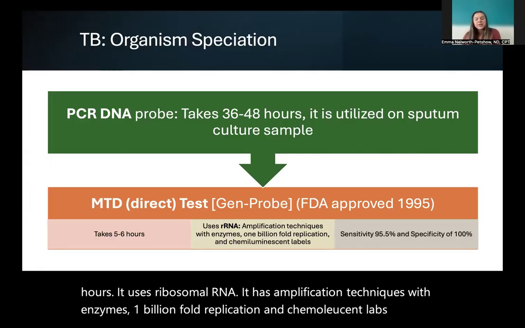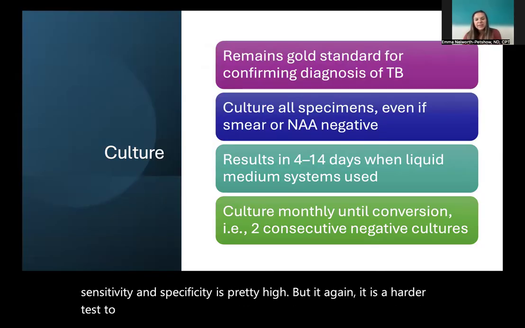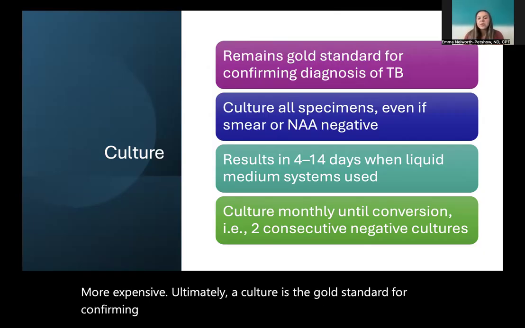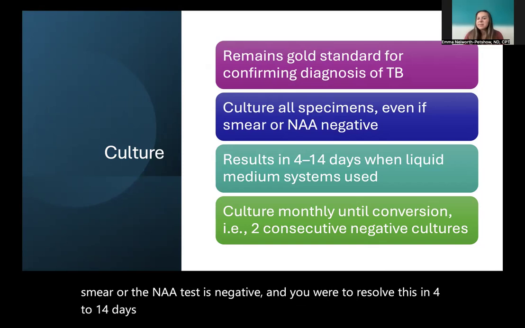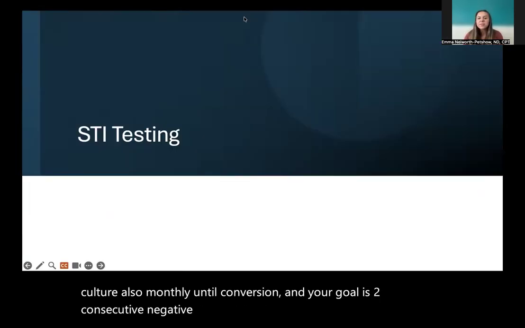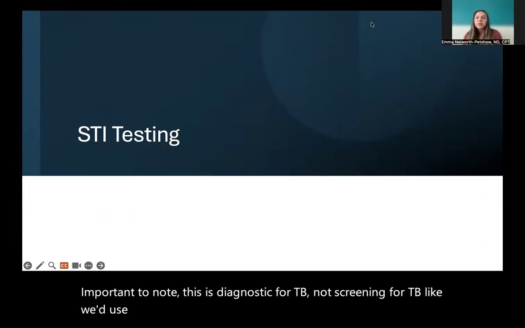The sensitivity and specificity is pretty high, but it is a harder test to obtain, and a little bit more expensive. Ultimately, a culture is the gold standard for confirming TB diagnosis. You culture all specimens, even if the smear or the NAA test is negative, and you would result this in 4 to 14 days when liquid medium systems are used. You would culture also monthly until conversion, and your goal is 2 consecutive negative cultures. Important to note, this is diagnostic for TB, not screening for TB, like we'd use the PPD test or the QuantiFERON Gold test.